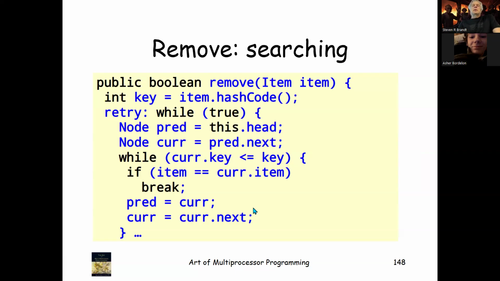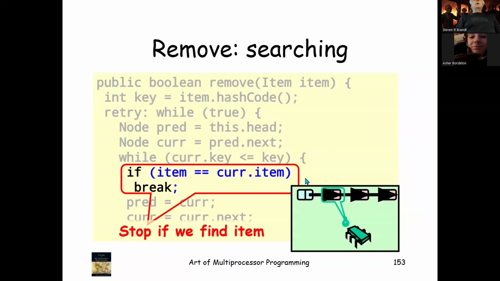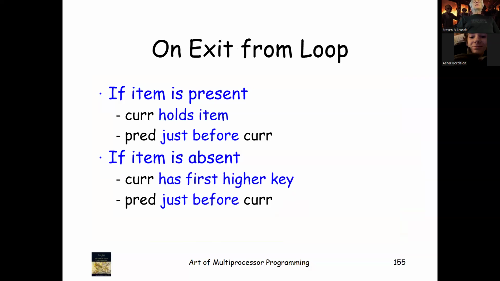Oh no, this is the loop here. If current item is equal to the item, we break, then we update the predecessor and the current, right? And so we're looking for the current item to be the item that we want to remove. If the item is present, then current holds the item, and predecessor is just before current. If the item is absent, then current has to find that first higher key, and predecessor should be just before current, so it should be less than the key.